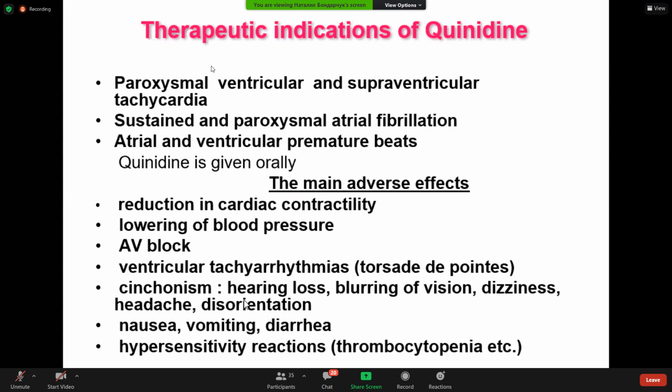Other side effects include cinchonism, hearing loss, blurring of vision, dizziness, headache, and disorientation. Nausea, vomiting, diarrhea. In general, this group of adverse effects is called gastrointestinal upset. Hypersensitivity reactions, including thrombocytopenia and rash, belong to the allergic reactions.